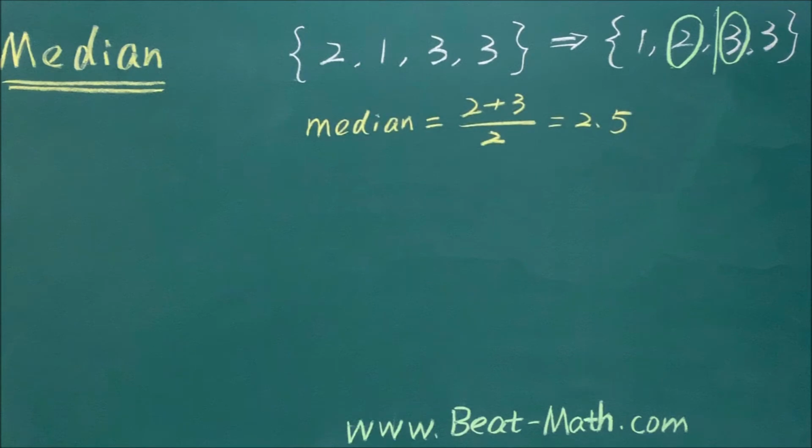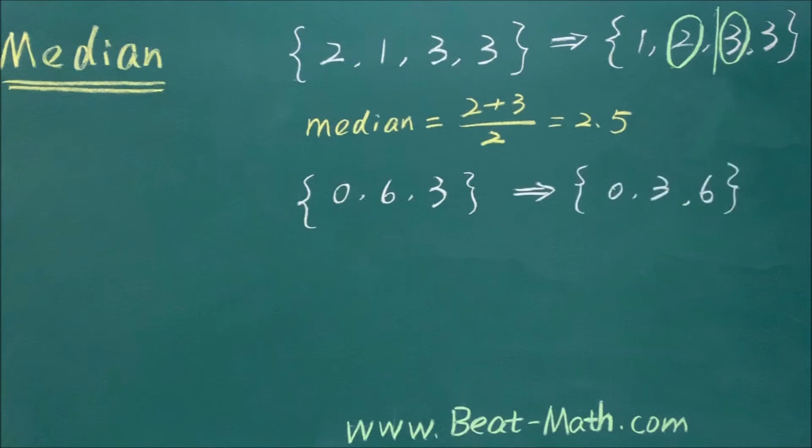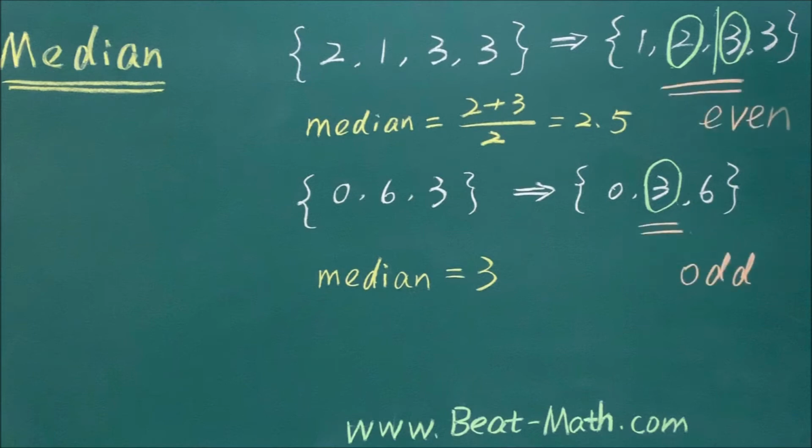What if we have an odd number of values in the dataset? For example, 0, 6, and 3. Sort them from least to greatest, we get 0, 3, and 6. In this case, there is only one number in the middle, which is 3. So 3 is the median. As we know, to get the median, we need to sort the data values from least to greatest. If there is an odd number of data values, the median is the number in the middle. If there is an even number of data values, the median is the mean of the two numbers in the middle.